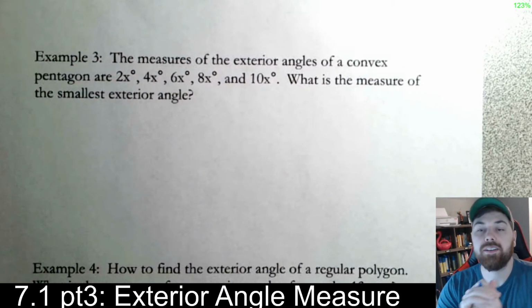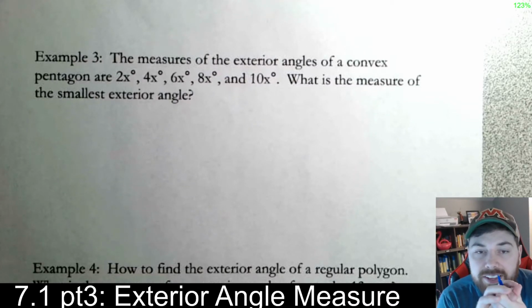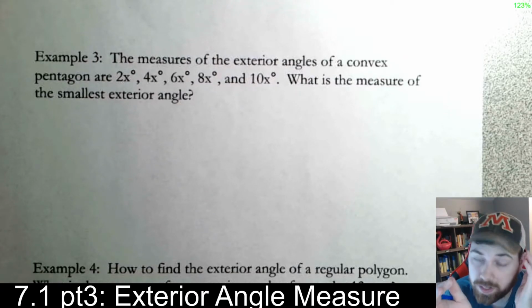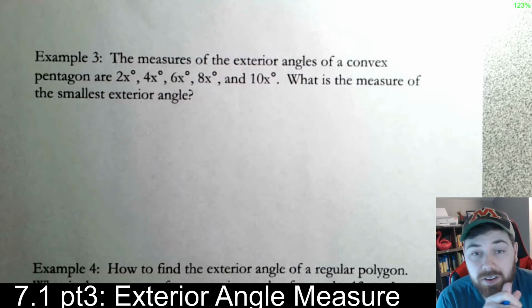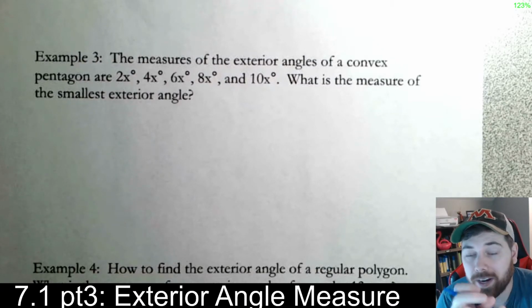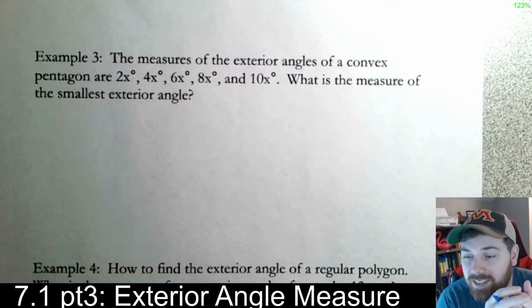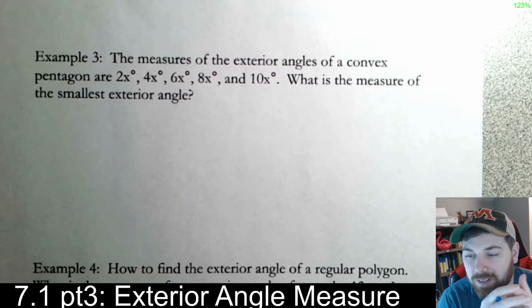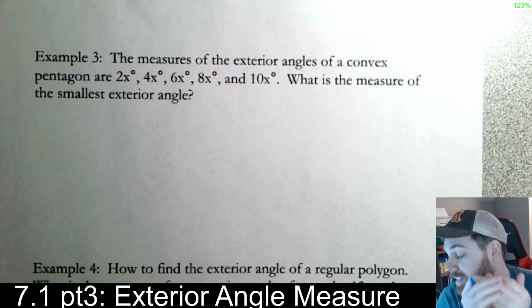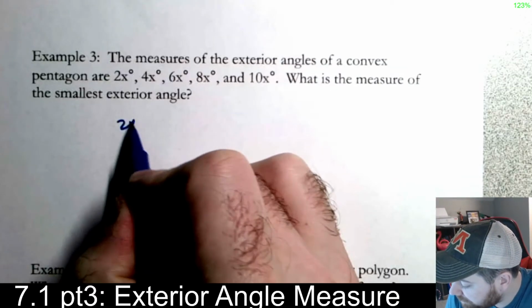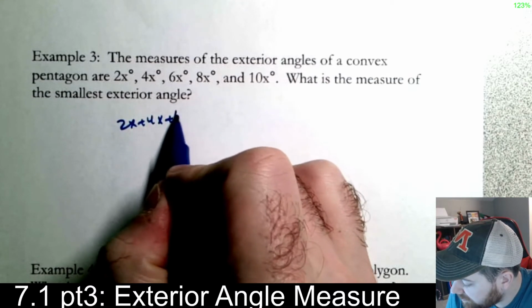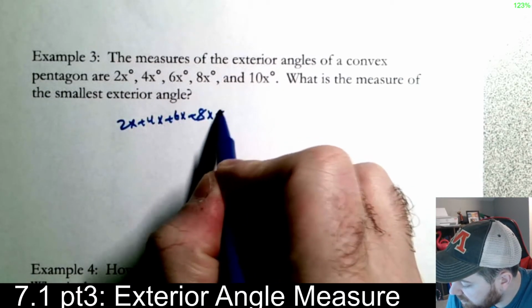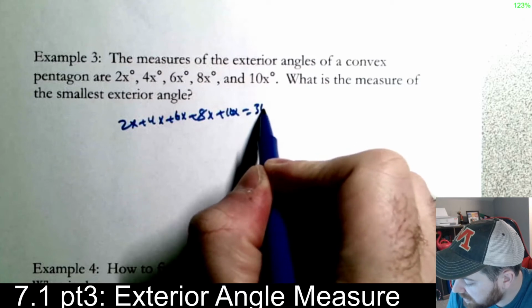So, example 3. The measures of the exterior angles of a convex pentagon are 2x, 4x, 6x, 8x, and 10x. Which one is the smallest, and what is the measure? Okay? Now, it's tricky, right? But it's not. What is the sum of the measure of the exterior angles of a convex pentagon? Well, always, always, always 360. So we're going to add them all up. Is that equal to 360?